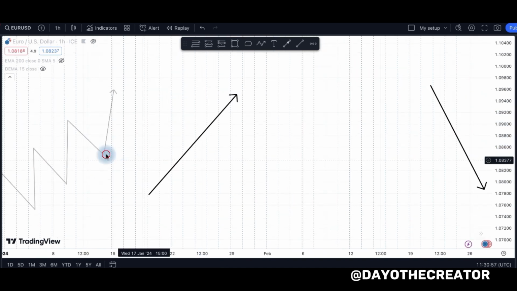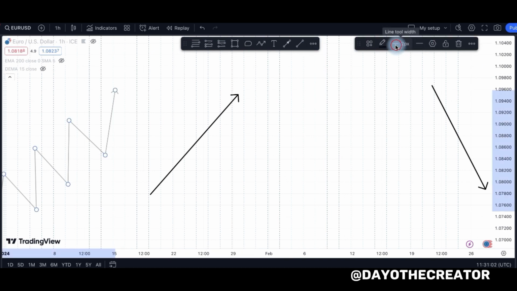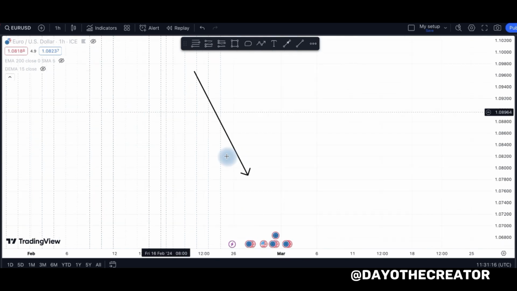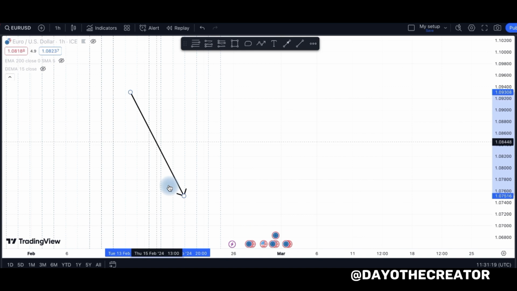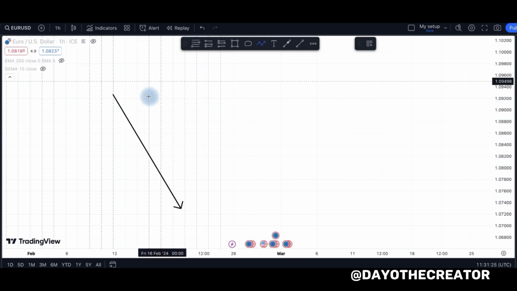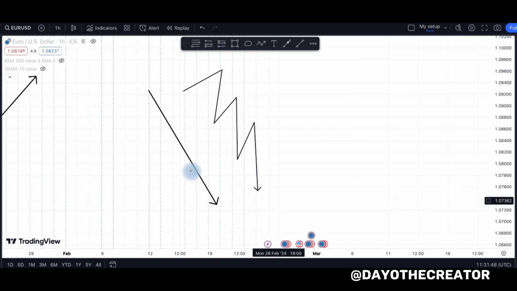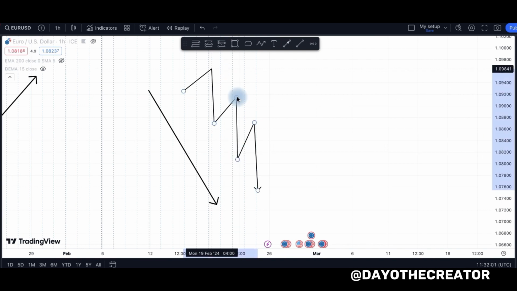So whenever the market is going downwards, we say the market is creating a series of lower highs, lower lows, lower highs, lower lows, lower highs and lower lows. This is how the market behaves. The market cannot just go straight downwards. It has to go up, then go down. It has to go up, then go down. That's how the dynamics of the market is. That's how the market moves.